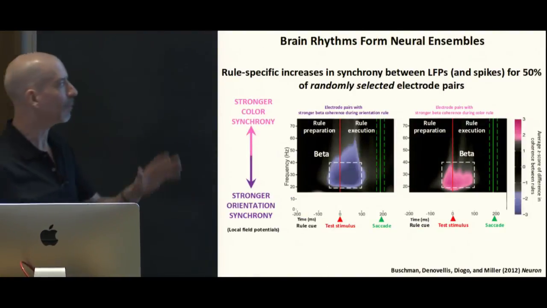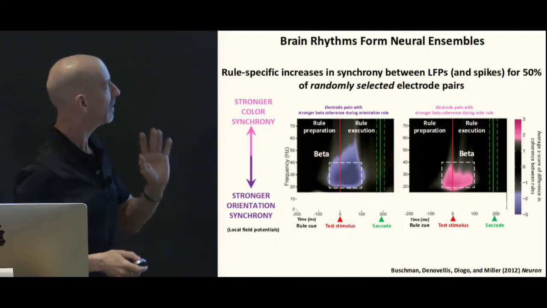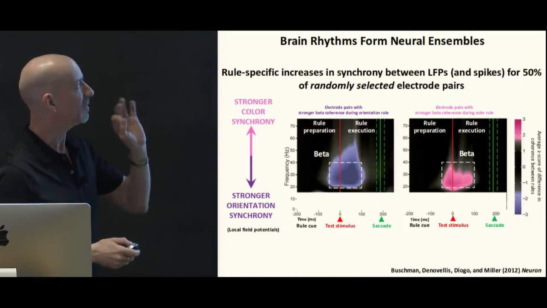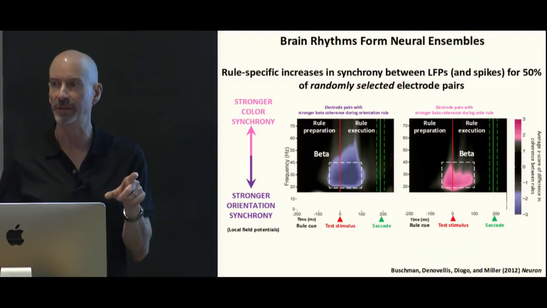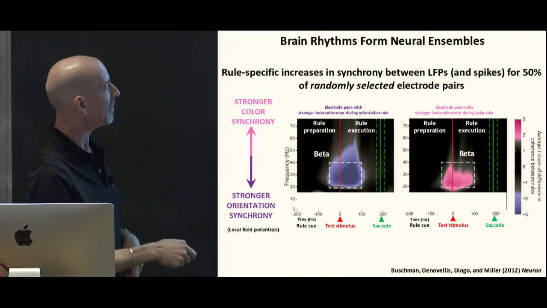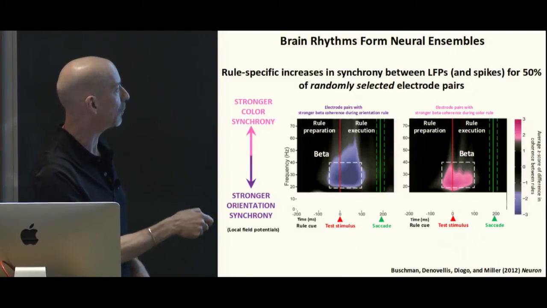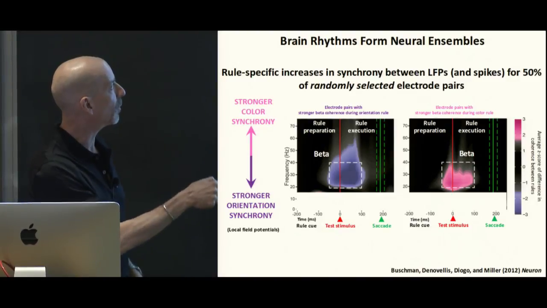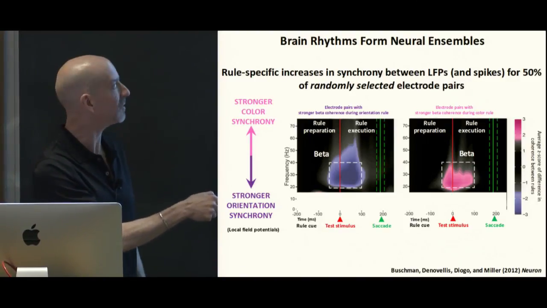And here's what we found. Let me walk you through the slide, then I'll show you what the results are in cartoon form, just to make sure. This is a plot of this. Now we're looking at synchrony between local field potentials across pairs of electrodes. And what's shown here on the y-axis is frequency. On the x-axis is time during the trial. So here's the rule preparation period where the monkey got the rule cue. Then right here, where the red vertical line is, is when the monkey saw the test stimulus and had to execute the rule.